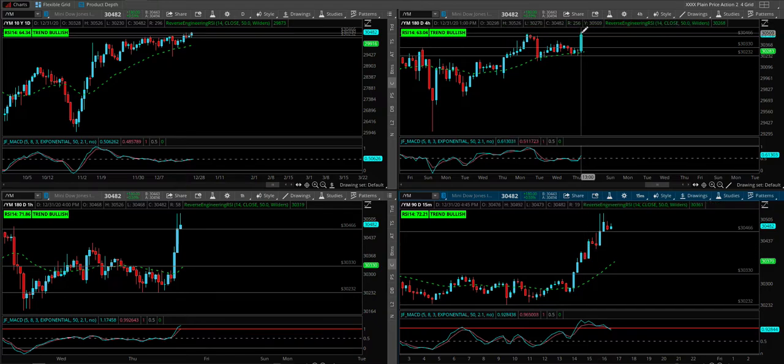And you can see we poked above it just a little bit, but not much. And then it came back down, and it's just sitting basically right on it right now. Now, is it going to go up? I don't know.